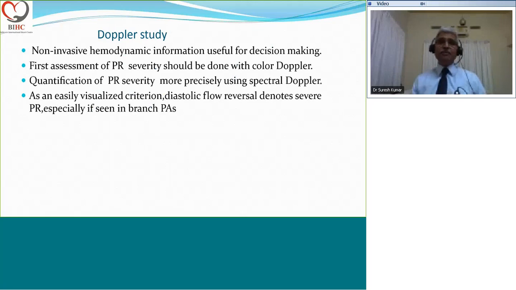And your assessment of PR severity has to be done by Doppler, to begin with color Doppler. And how do you quantify PR severity? We are going to assess that. But as an eyeballing, you can use the color Doppler, the width of the Doppler jet, and the diastolic flow reversal. A diastolic flow reversal beginning in the pulmonary arterial branches is evidence of severe pulmonary regurgitation. Therefore, by looking simply at the Doppler color flow images, you have got an idea as to how bad is the PR, mild versus severe.